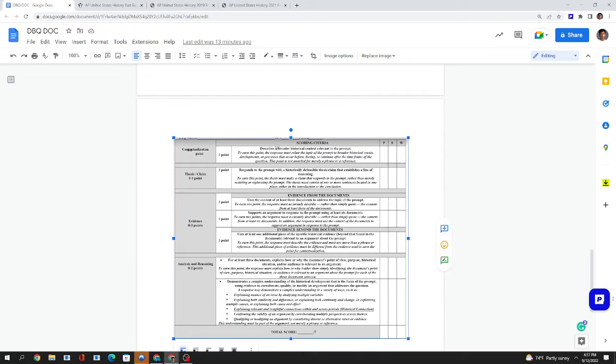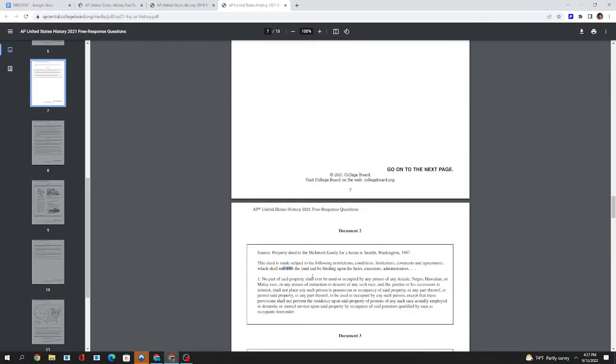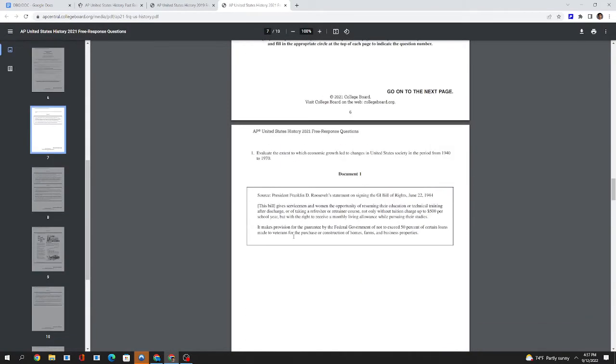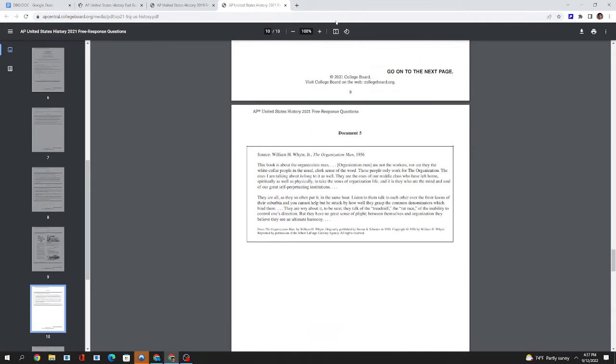Lastly, it's evidence beyond the documents. For evidence beyond the documents, you actually have to use outside information. What I mean by that is you can only use, for the most part of your analysis, the documents provided in this portion right here. I can only talk about President Roosevelt's signing of the GI Bill. I can only talk about the property deed, so on and so forth.